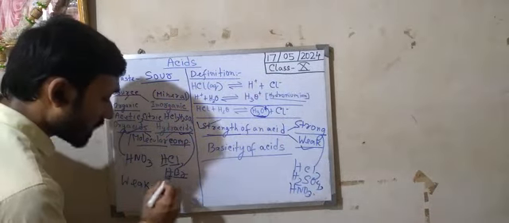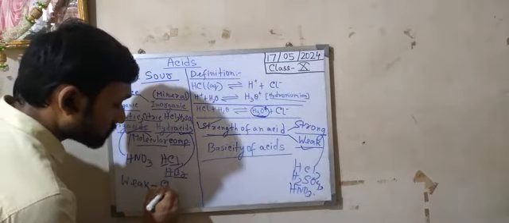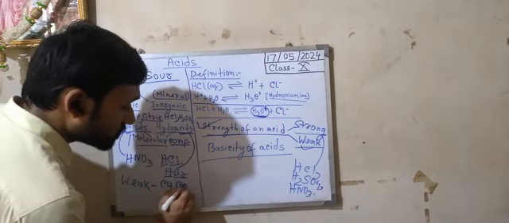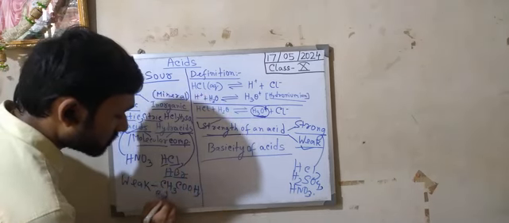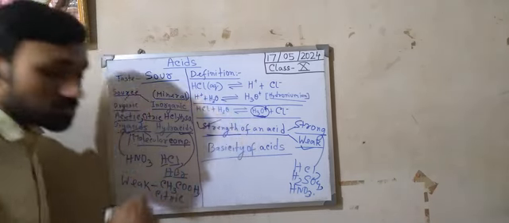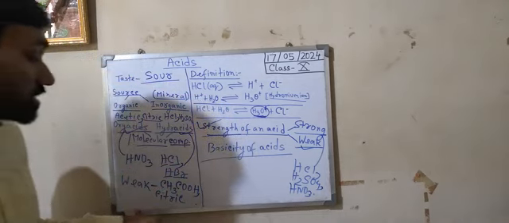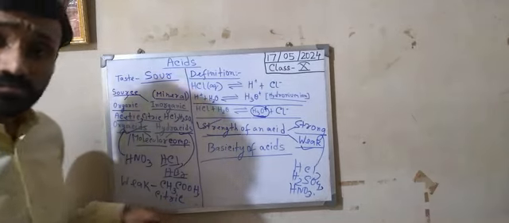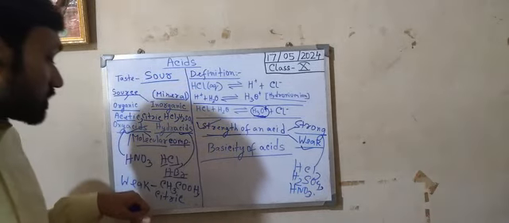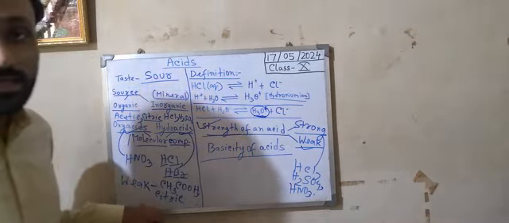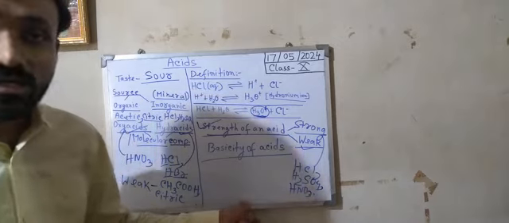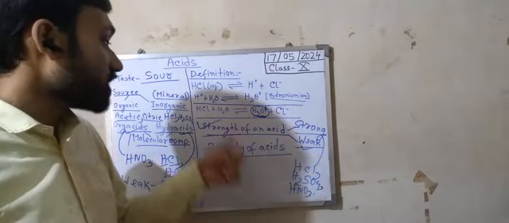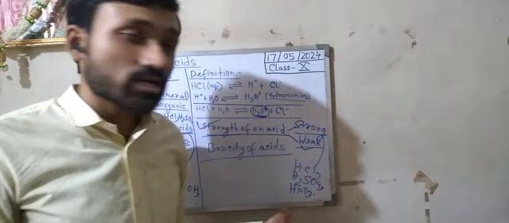Examples are acetic acid, CH3COOH, and citric acid. Acetic acid and citric acid are examples of weak acids. Okay, that means the strength of these acids is weak. And HCl, H2SO4 and HNO3 are examples of strong acids. That means their strength is high. That's why they are strong acids.